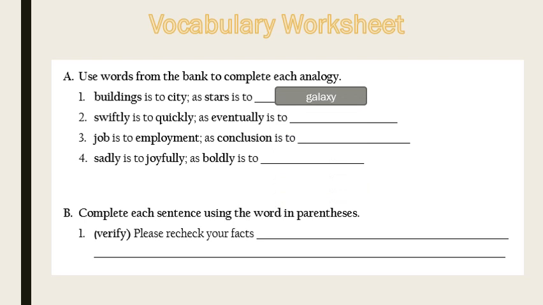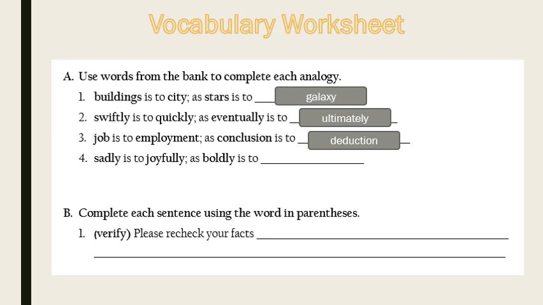Okay, guys? Number two, swiftly is to quickly. So swiftly here is to quickly, synonyms, as eventually, which means at the end, is to what word that means also at the end, as a result? Ultimately. Number three, job is to employment. So when we have a job we have an employment, but when we have a conclusion what do we have? A deduction, for sure.